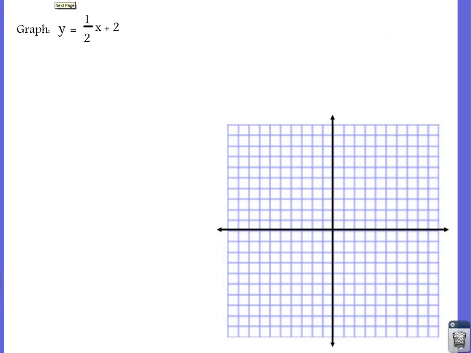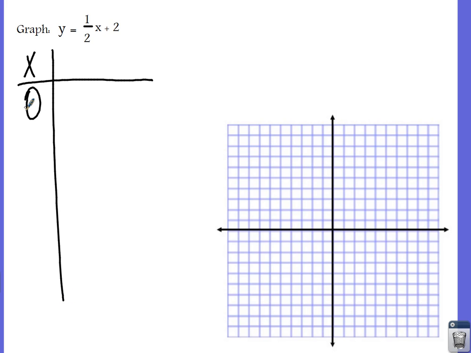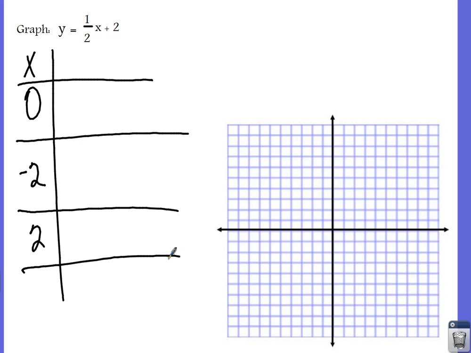All right, next problem. y equals 1/2 x plus 2. Now, it's already y equals. So in this case, I'm going to do x. I'm going to pick 4 x values. Again, 0 is always a great one. Since I'm dealing with a fraction, just like we eliminated fractions before, we're going to eliminate fractions here. So I would suggest picking multiples of 2. So -2 is a good one. And then we'll pick +2. And let's pick 4.